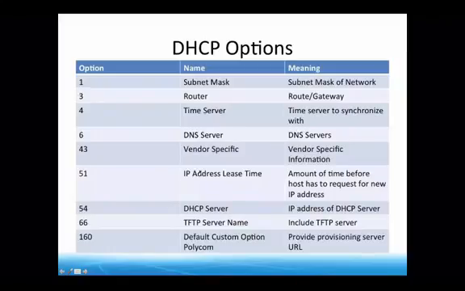Each option has its own specific number, and that number relates to a specific setting. For instance, option 1 is the subnet mask, option 3 is the router, option 6 is the DNS server, and so forth. But there are a few that are commonly used all the time. This demonstration is going to be going over option 160, which is a custom option that Polycom uses. And this is how we're going to simplify the provisioning process from the SimpleWan router.